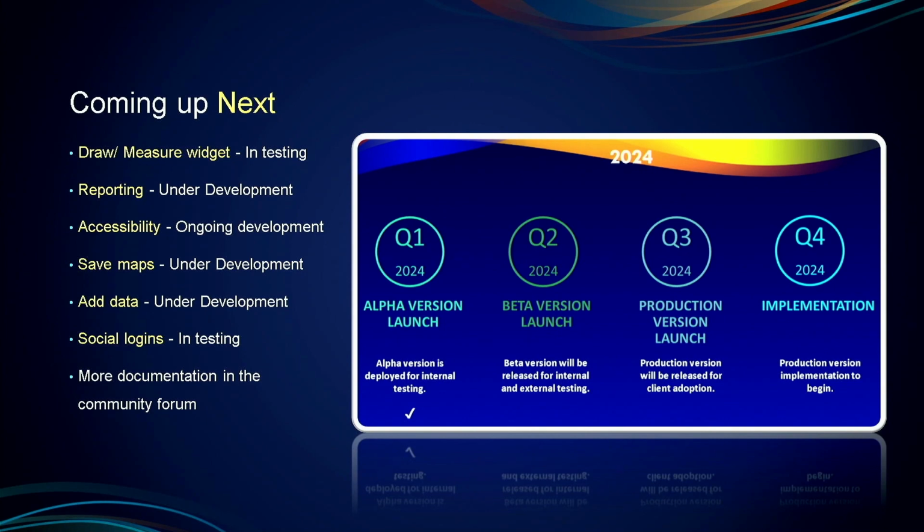With regards to the timeline, we have the alpha version, which is what we are using for testing internally. The beta version will be launched by the end of May, early June, which will be made available to all the external users to play around and see how the new Local Maps is. The production version, after pre-production testing, will be released by September, and then the implementation will continue from after that.